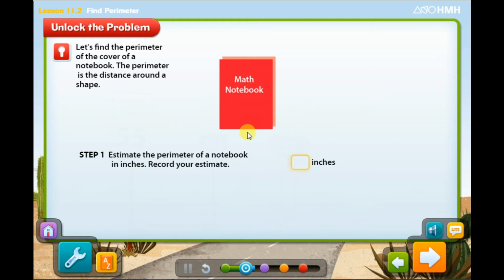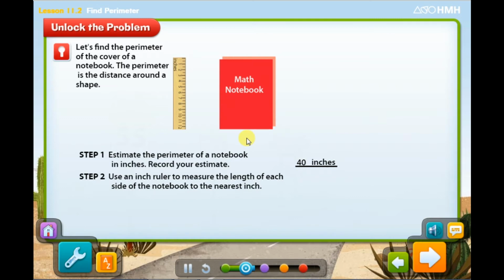So let's guess together. It's 8. So 8 plus 12 gives me 20, plus 8 is 28, plus another 12 is 40. So the estimate for the perimeter of the notebook is 40 inches. Using what you know about a sheet of paper, the notebook has two sides that are about 12 inches. That's 24 inches. The top and the bottom of the notebook would have sides that are about 8 inches. That's 16 inches. 24 and 16 is 40, so the notebook has a perimeter of about 40 inches.